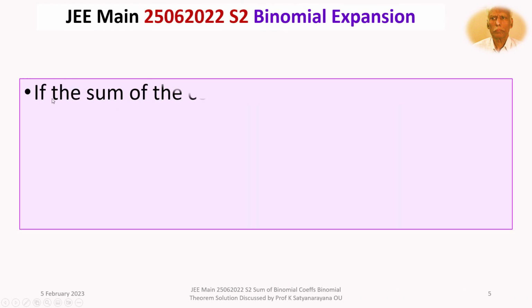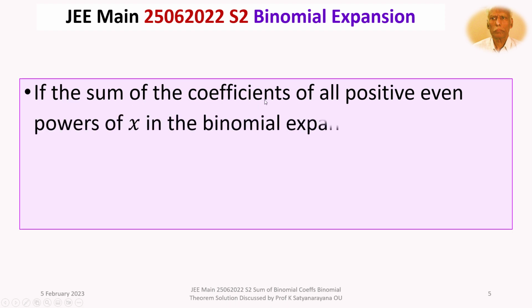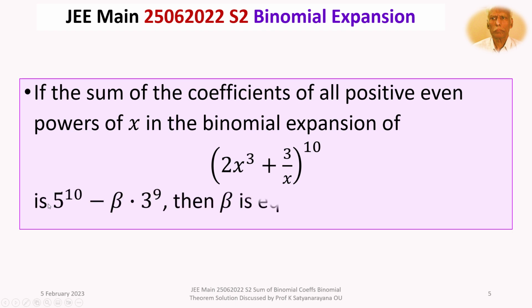The given question is, if the sum of the coefficients of all positive even powers of x in the binomial expansion of (2x³ + 3/x)^10 is 5^10 − β · 3^9, then β is equal to.